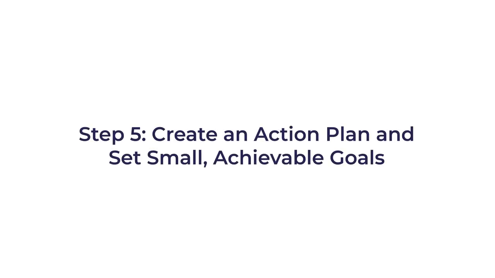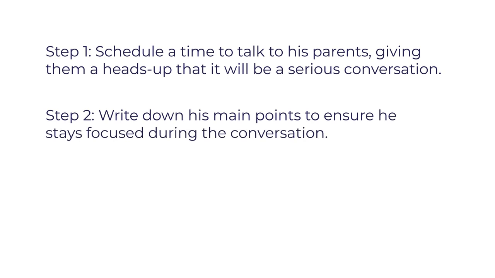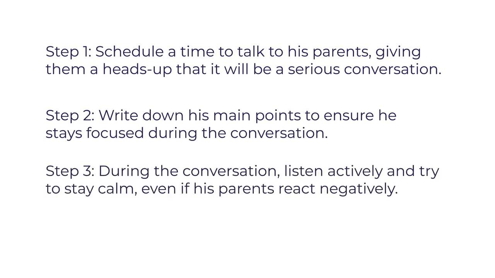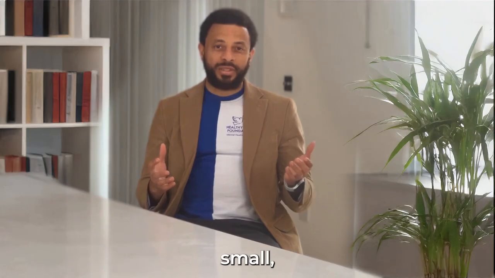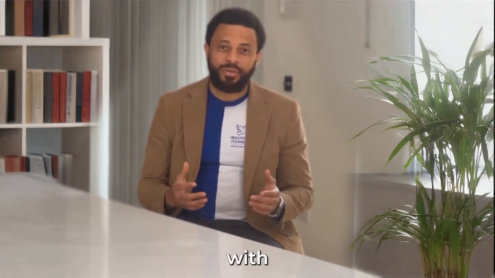Step 5. Create an action plan and set small achievable goals. The next step is to create a clear action plan and break it down into small, achievable steps. For John, this might look like: Step 1. Schedule a time to talk to his parents, giving them a heads up that it will be a serious conversation. Step 2. Write down his main points to ensure he stays focused during the conversation. Step 3. During the conversation, listen actively and try to stay calm, even if his parents react negatively. By setting small, realistic goals, John can avoid feeling overwhelmed and feel like he's making progress with each step.